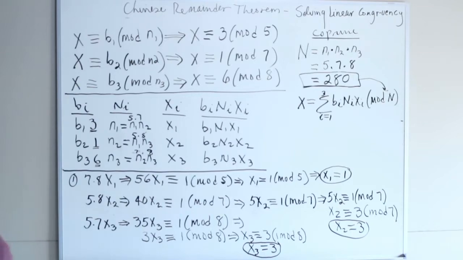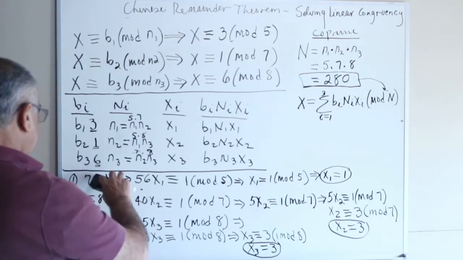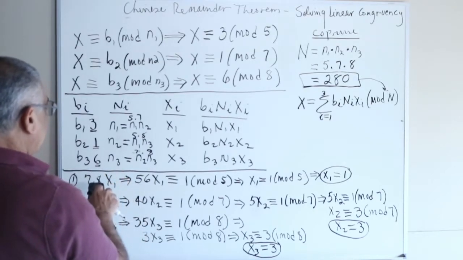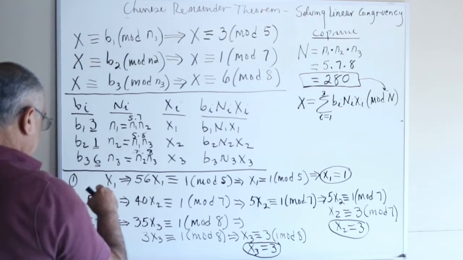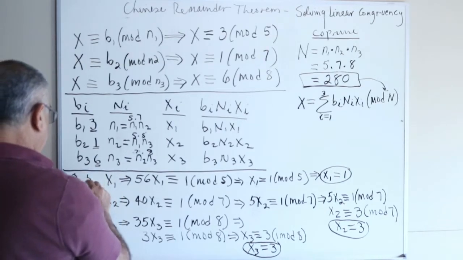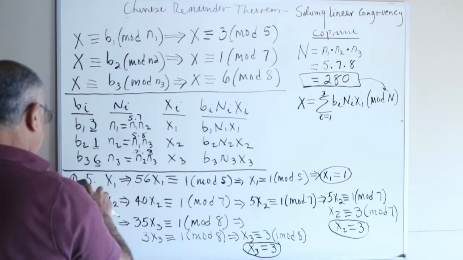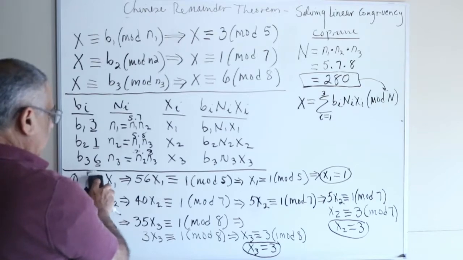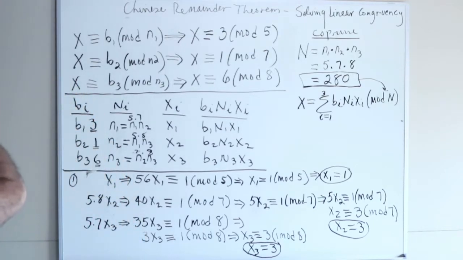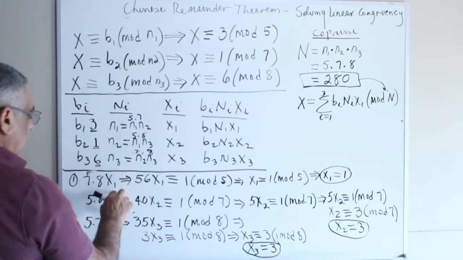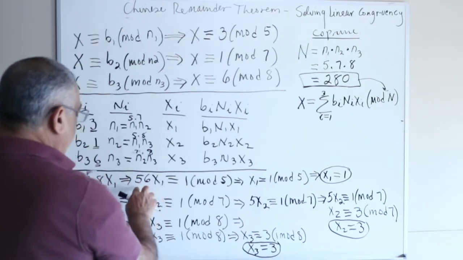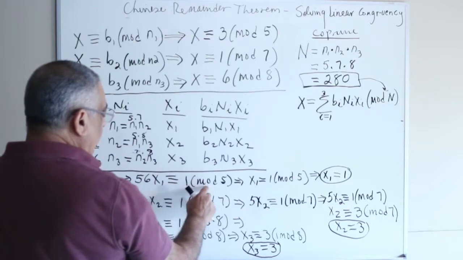So for the first, n2 times n3 is 7 times 8, which gives me 56. So if I get x1, how did I arrive at 56? I take 7 times 8, and that gives me 56 x1. So 56 x1 is congruent to 1 mod 5.